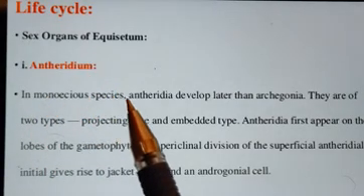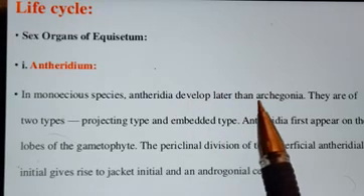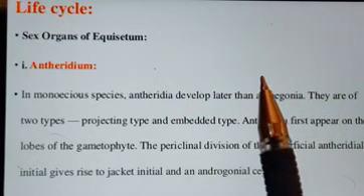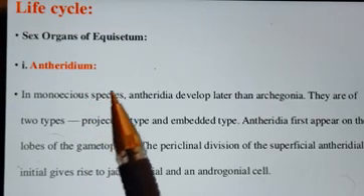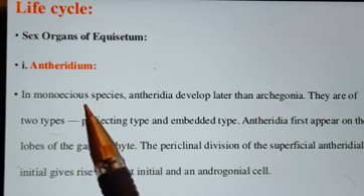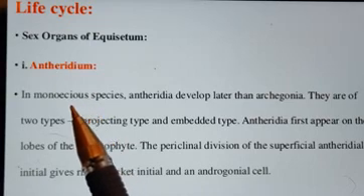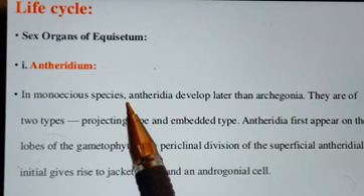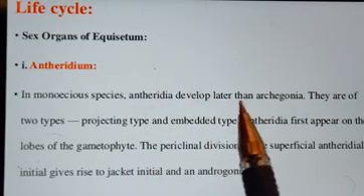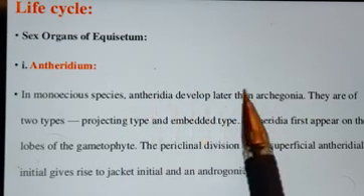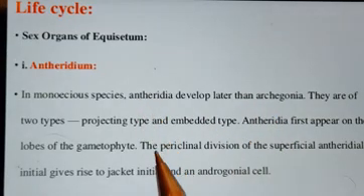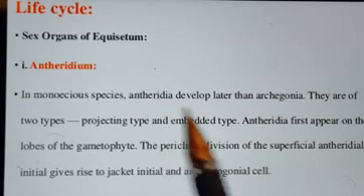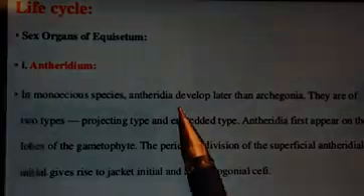A monoecious species: antheridia develop later than archegonia. Monoecious means sex organs present on the same plant. Antheridia develop later than archegonia, meaning first archegonia develop and then antheridia develop. Antheridia is the male sex organ and archegonia is the female sex organ.